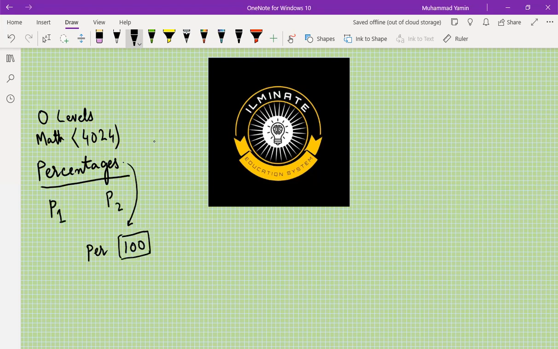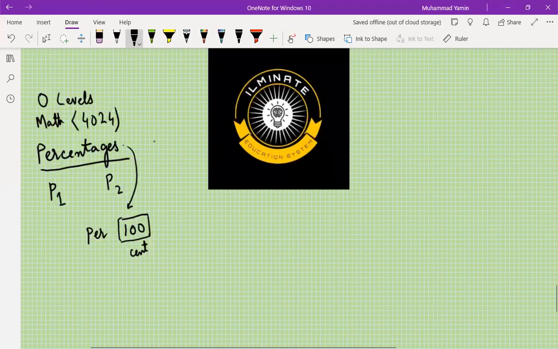Percent. Cent is the short form for century, and century means 100. That means we divide every quantity into 100 pieces, and then we take out the value from it. It becomes a globally accepted calculation in which any calculation can be compared with all the other values.